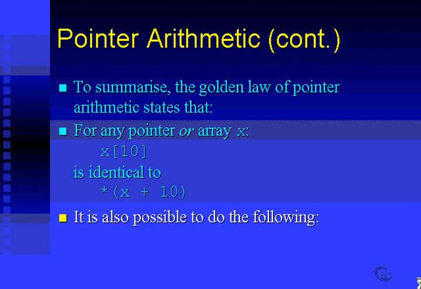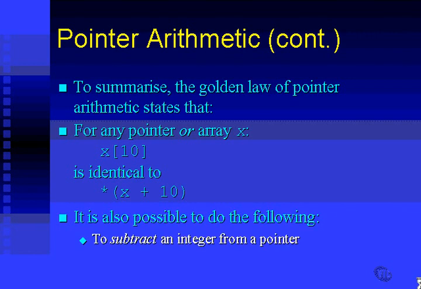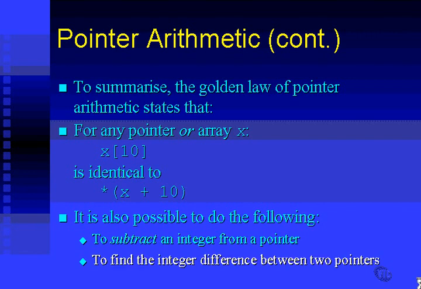Now, a couple of other things that you can do in pointer arithmetic is you can subtract an integer from a pointer. It's possible to do that. You'll still get another pointer, you'll get another address, and it works exactly the same way as addition. And it's also possible to find the integer difference between two pointers. So you can say pointer 1 minus pointer 2 equals something, and that something will be an integer.